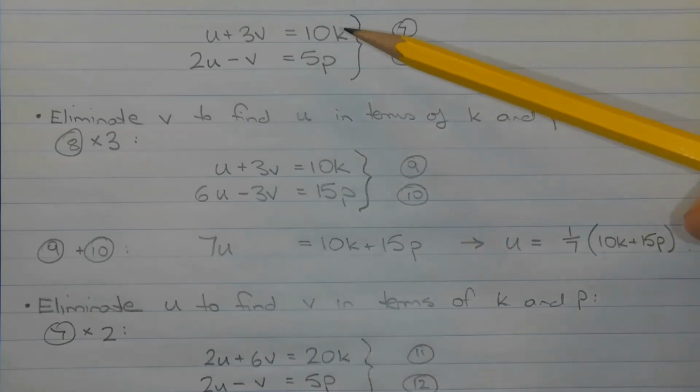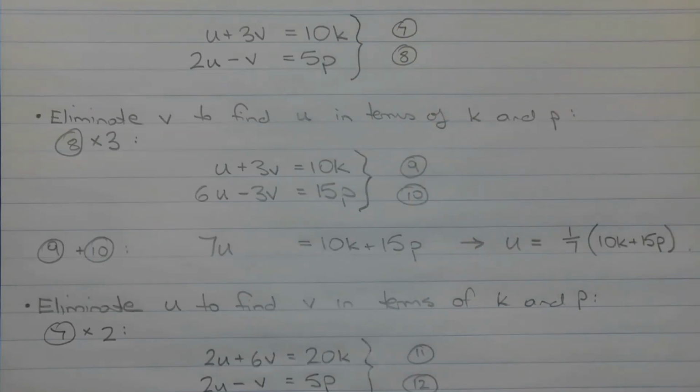Previously they were equation numbers 3 and 6, but to make the referencing a little easier, I've relabeled those equations as equations 7 and 8. Using the elimination method, we can eliminate v to find u in terms of k and p, and we do that by taking equation number 8 and multiplying all terms by 3. So we form the following set of simultaneous equations. u plus 3v equals 10k, nothing changes there. We'll call that equation number 9, but then equation 8 becomes 6u minus 3v equals 15p. We'll call this equation number 10.